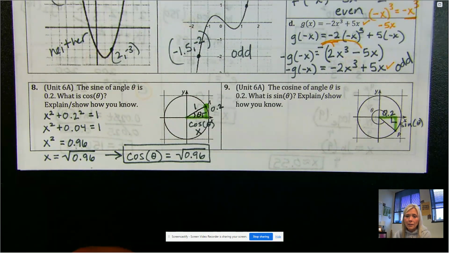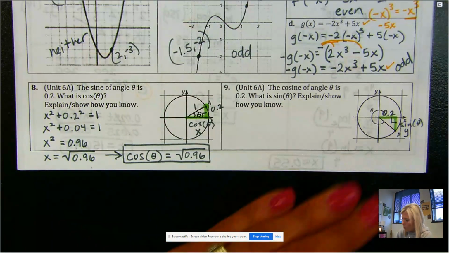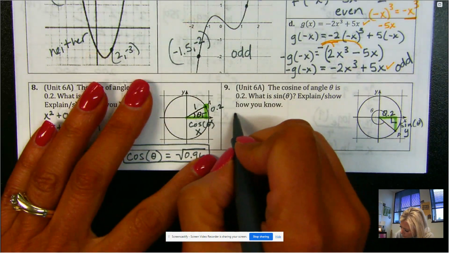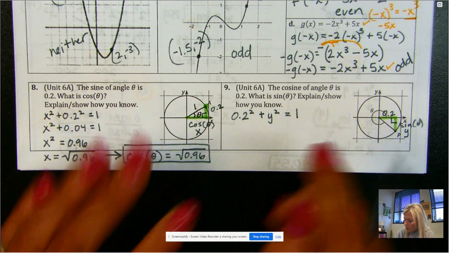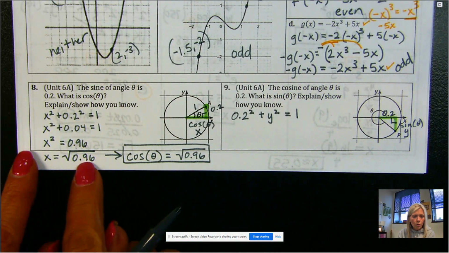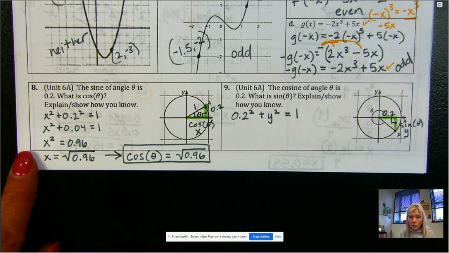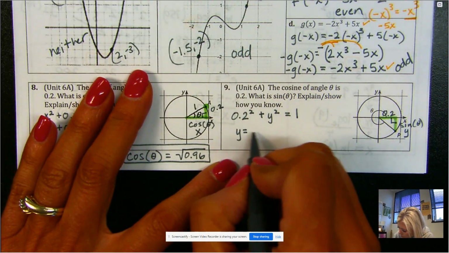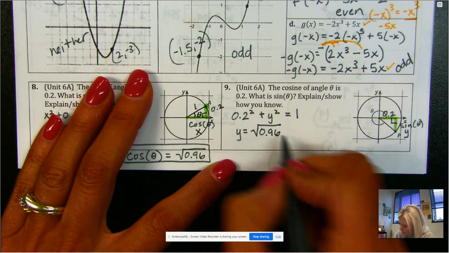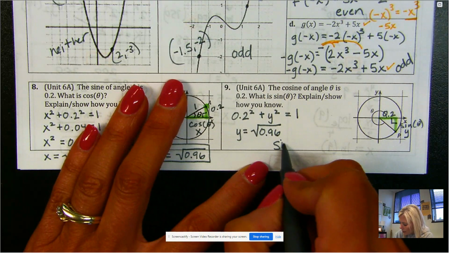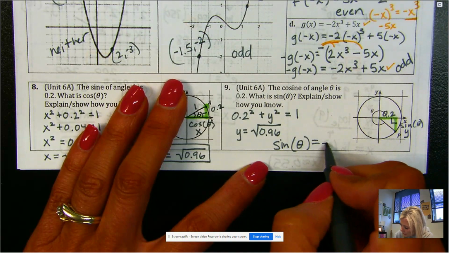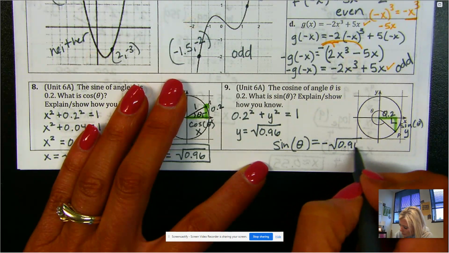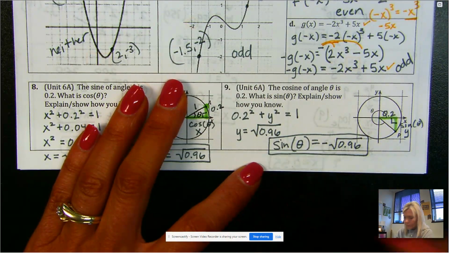And again, that's going to be the y value in the coordinate. So I'm going to use a y in the equation. So 0.2 squared plus y squared is equal to 1. I already know it's going to be the square root of 0.96, so I'm not going to rewrite all of this and just jump to that. y is equal to the square root of 0.96. So when I give my answer as the sine of theta, I have to remember, oh, y is negative down here, right? We're below the x-axis where y is negative. So it's negative square root of 0.96. Final answer there.